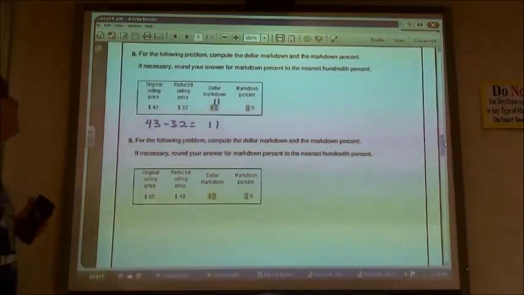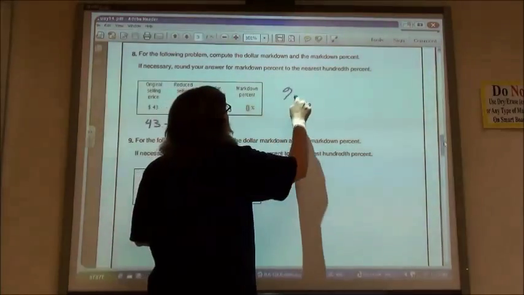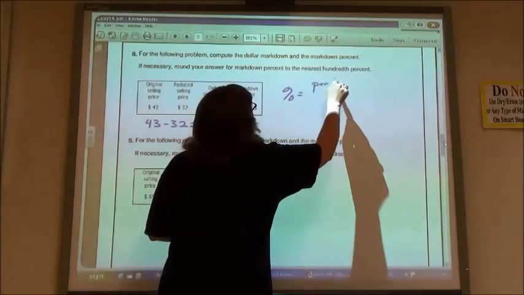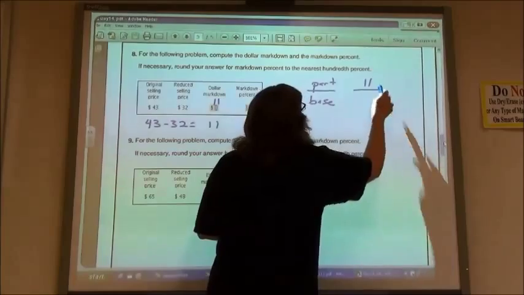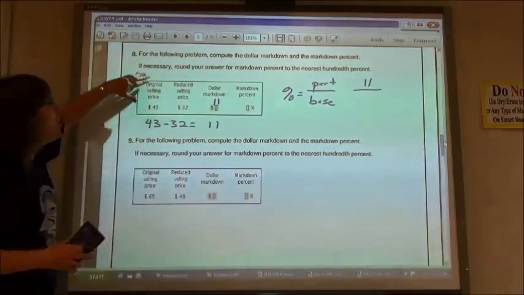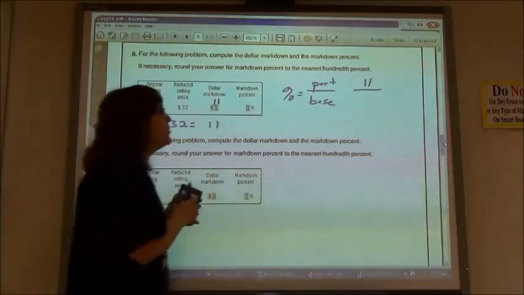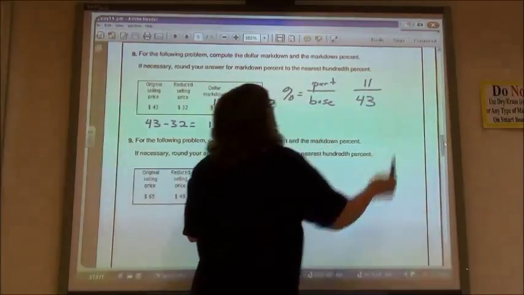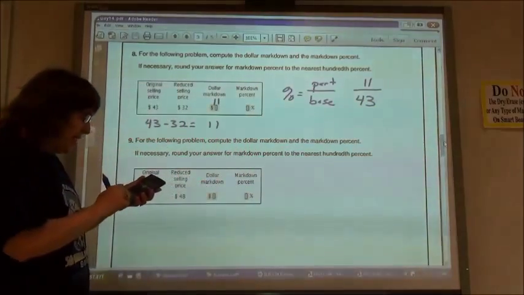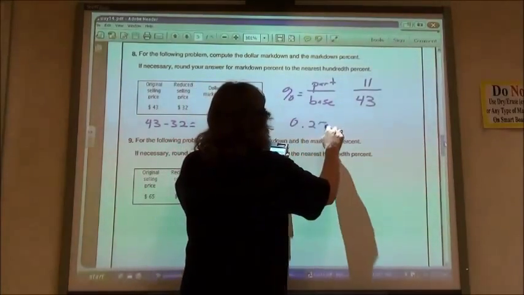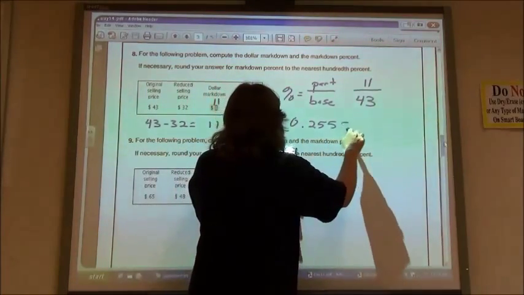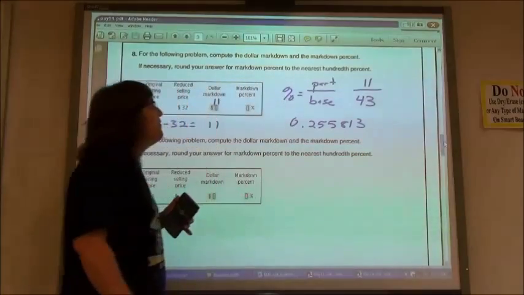So if I marked it down by $11, if I'm going to find my percent, I'm going to take my part, divide it by my base. My part was $11. My base is my original starting price, the $43. And so if I take 11 and I divide it by 43, I get 0.255813. Make sure I carried enough digits.